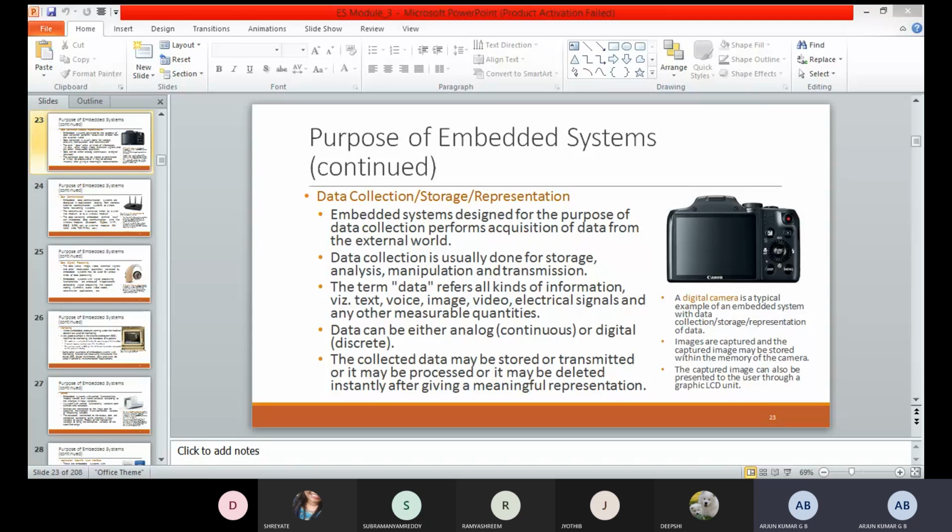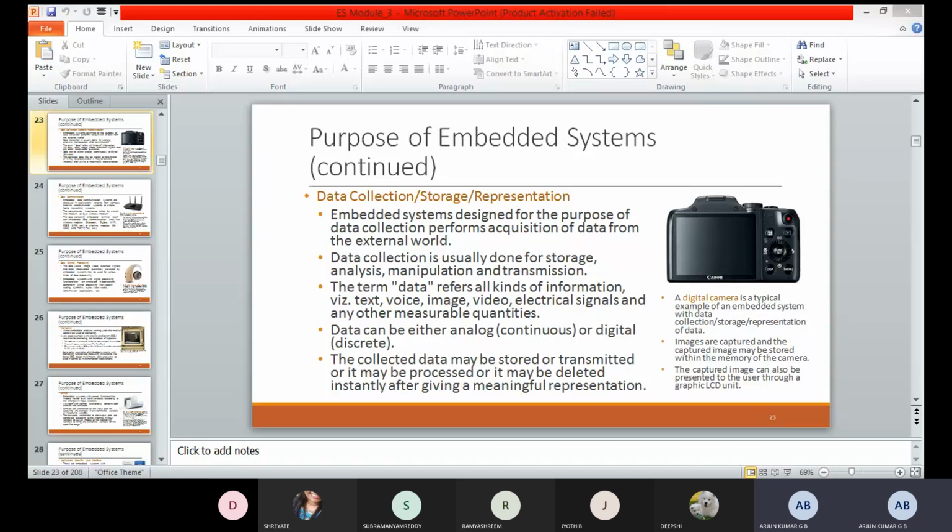In that, the data can be analog or digital. We can store the data in terms of analog or in terms of digital. Data collection is usually done for storage, analysis, manipulation, and transmission. Why do we need to store the data? So that we can analyze the data, manipulate the data, or transmit the data. That's why we use data collection.